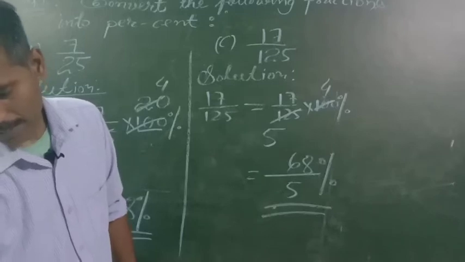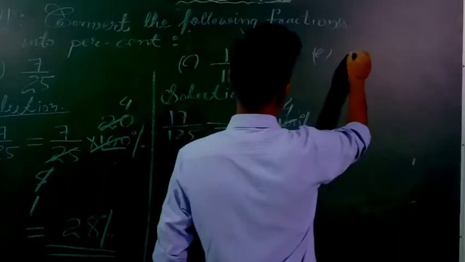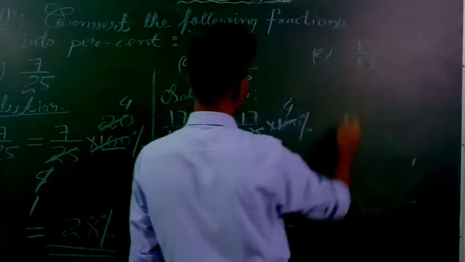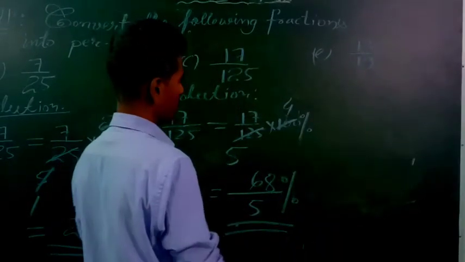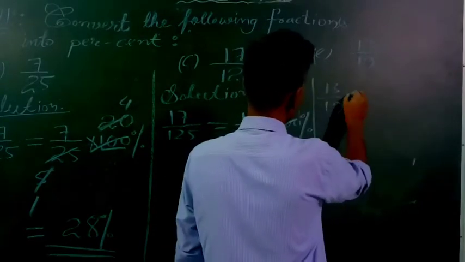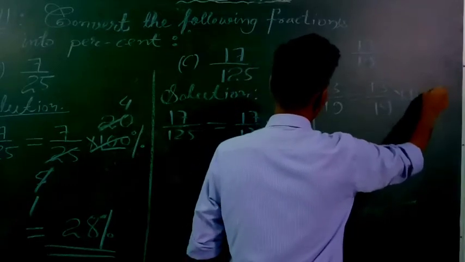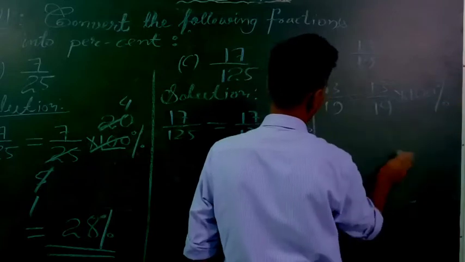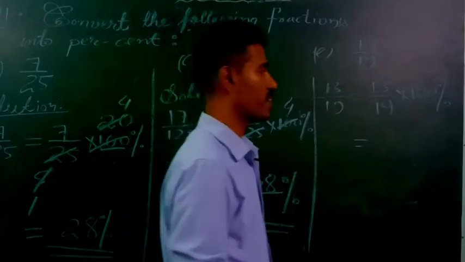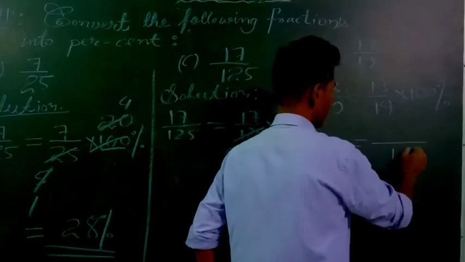Next, number E, 13 by 19. This is a fraction. You have to convert it into percent. So what will we do? Solution: 13 by 19 equals 13 by 19 into 100%. Now here 19 is a prime number. We cannot divide 19 by any other number except 19 and 1 itself, so we cannot divide here. The denominator will remain 19.